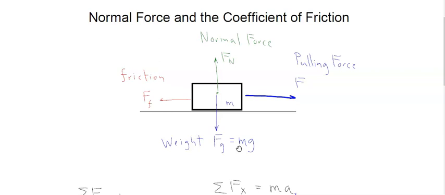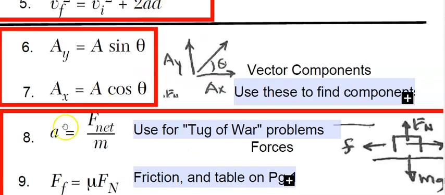Today we're going to be discussing the normal force and the coefficient of friction, and this is found in the reference tables, equation number 9. As you can see right here, it goes with the net force formula and the vector analysis we've been using thus far. Okay, let's get started.